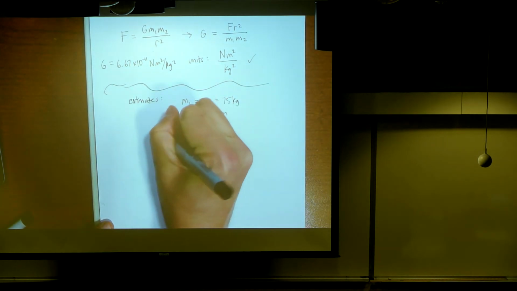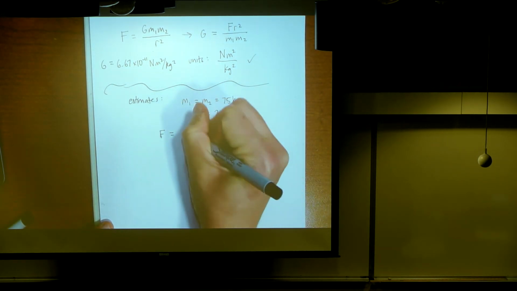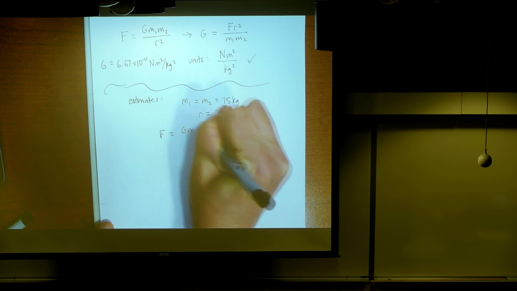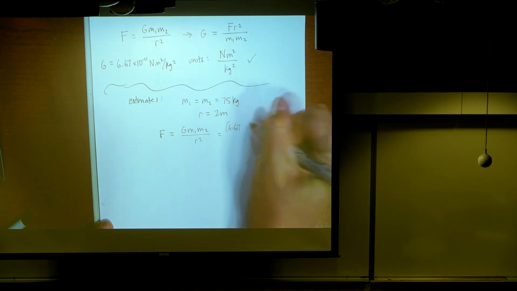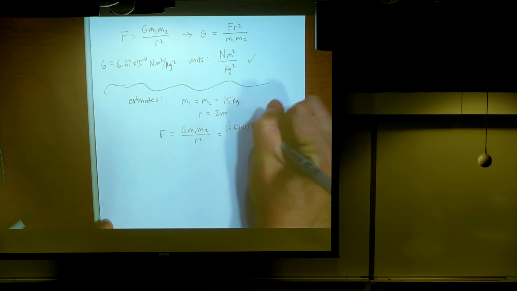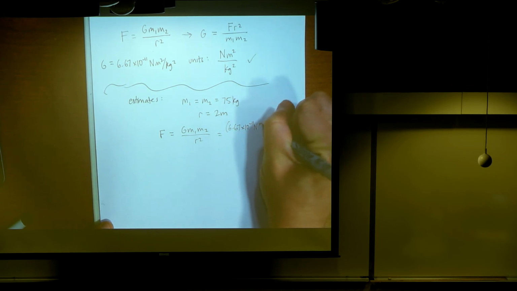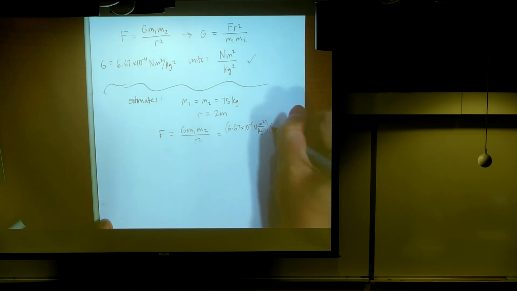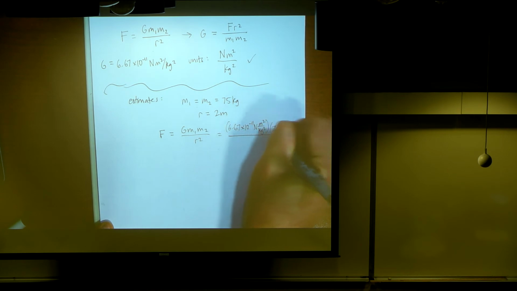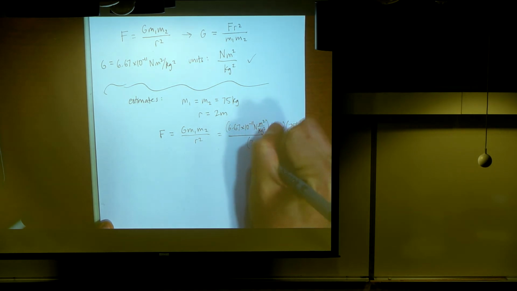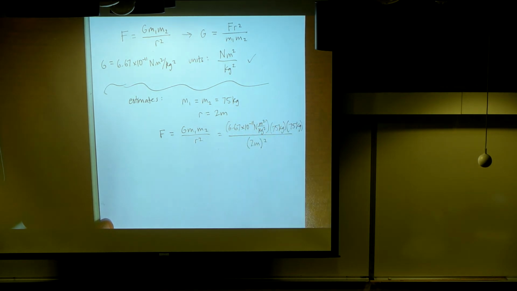And now we can calculate the force. That's G, M1, M2 divided by R squared. So we have 6.67 times 10 to the minus 11 newtons meters squared per kilogram squared. That's this constant G. Both masses are 75 kilograms, so 75 kilograms is going to go in twice. Then we're going to divide by 2 meters, which is R, which is being squared.